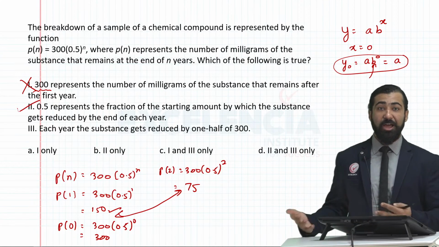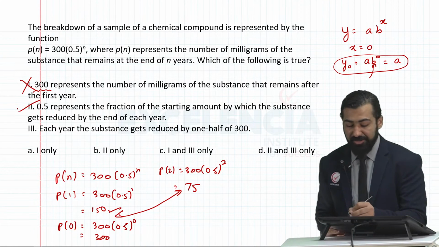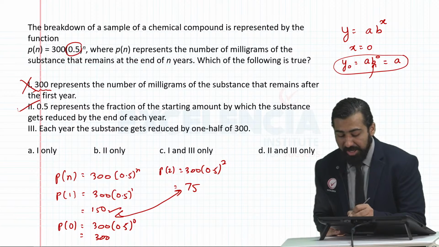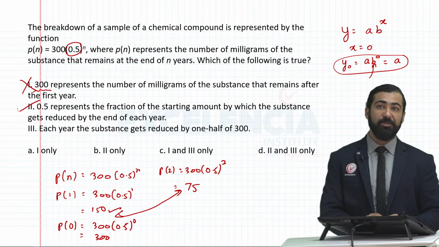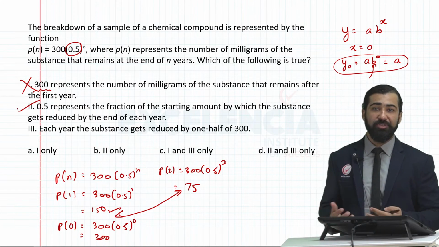Each year, our amount is being reduced by 0.5, and moreover, we can look at the model. Our decay factor is 0.5. Okay, our growth factor is 0.5.